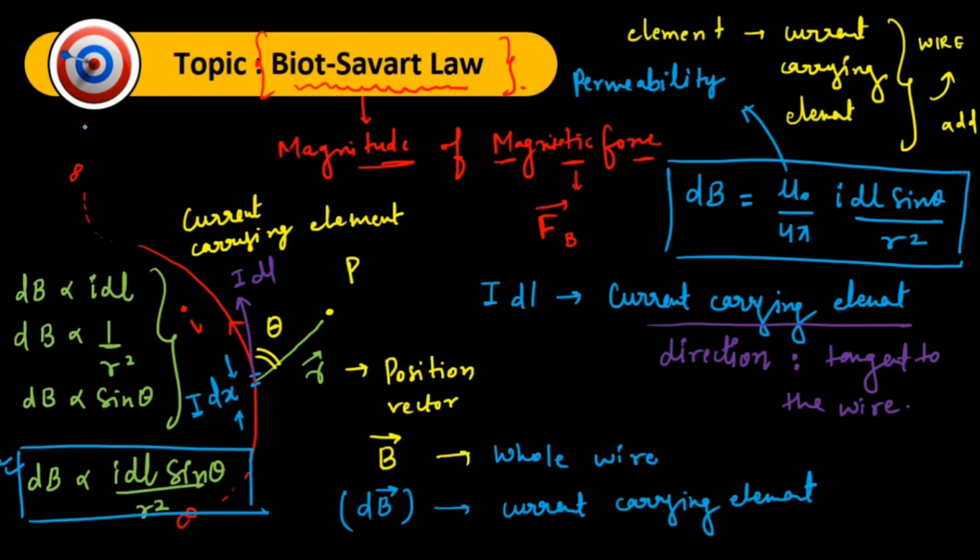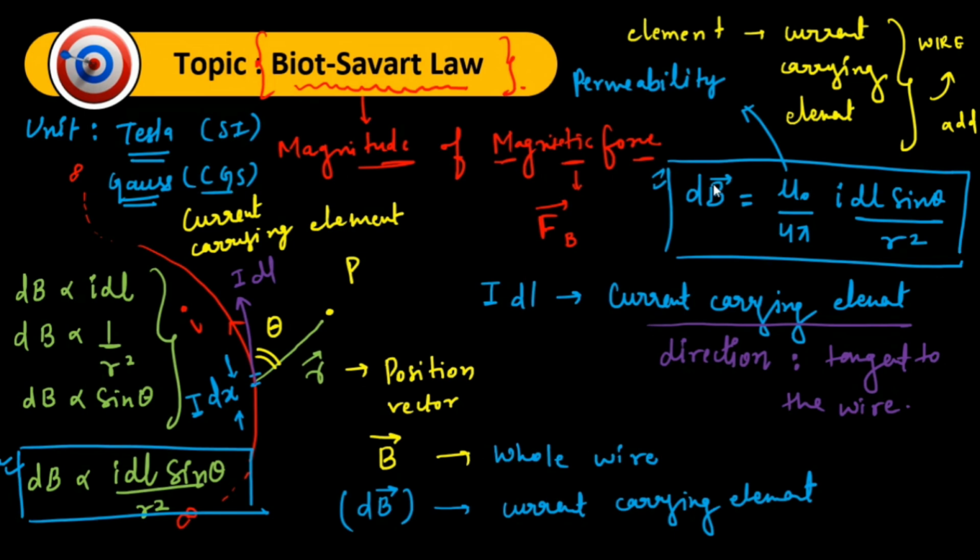So remember this thing, the unit of magnetic field is again Tesla and the CGS unit is Gauss. And remember the formula as well.